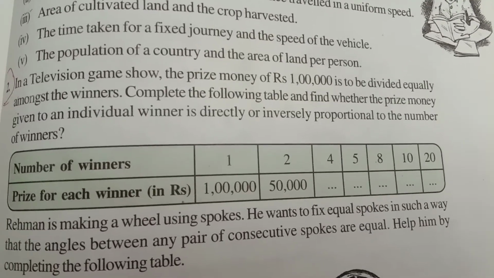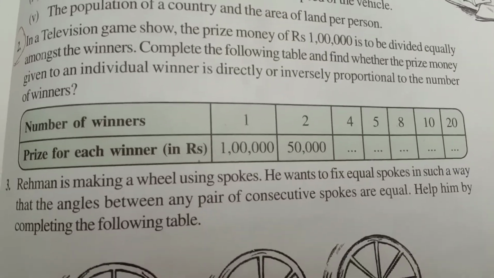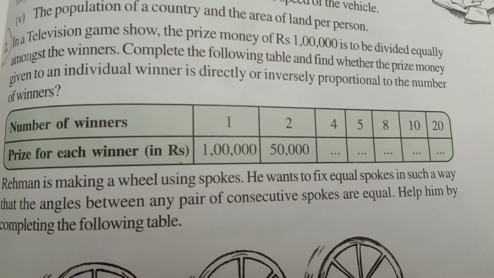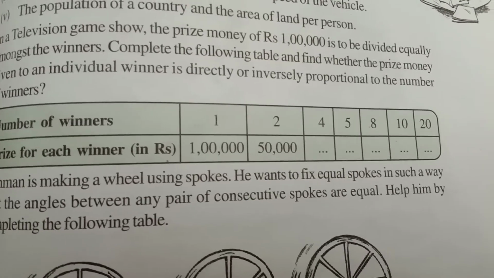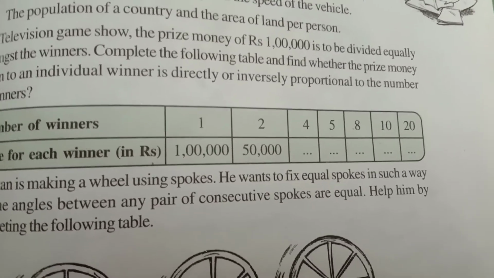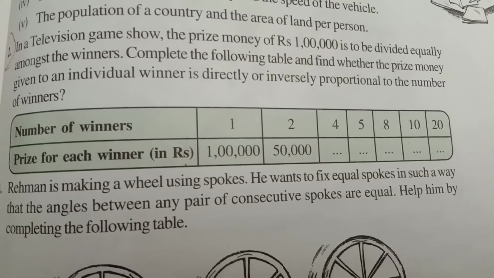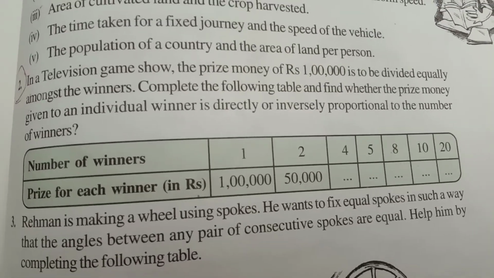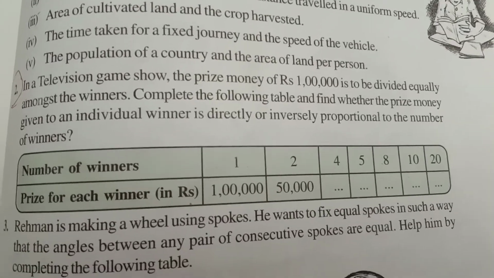It is to be divided equally among the winners. If only one winner is there, he will get 1 lakh rupees. If two winners are there, they will get how many rupees? It is 50,000 rupees. Now like this, 4 winners, 5 winners, 8 winners, 10 winners, 20 winners, how much will each get? And check whether it is in inverse proportion or direct proportion.